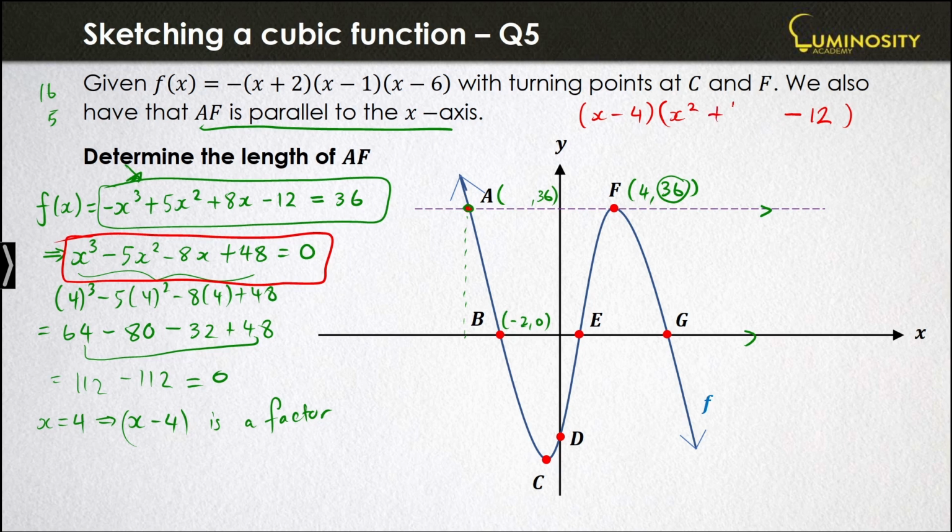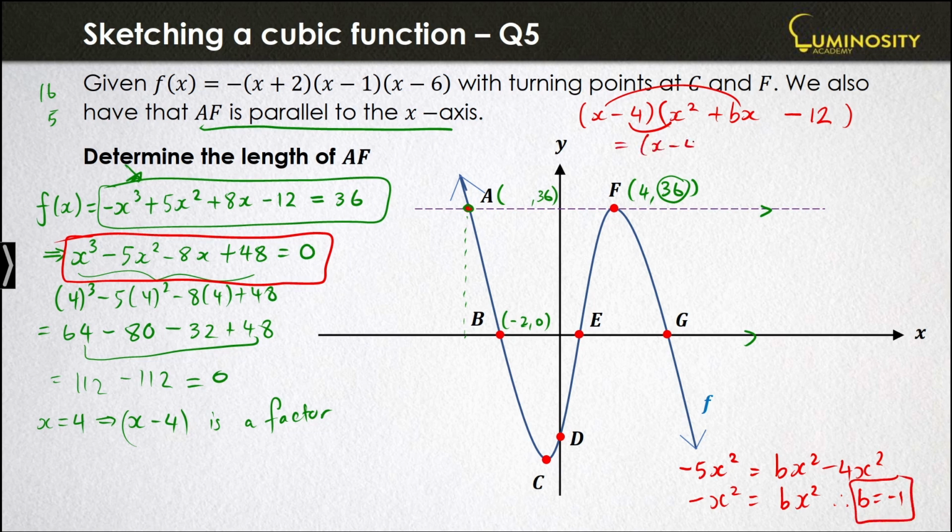Awesome. Then plus bx. So again, I'm going to do the logical inspection methodology. On the left-hand side, I have negative 5x squared as my x squared term. On the right-hand side, I'm going to have x times bx as bx squared. And then negative 4 times x squared is negative 4x squared. So bringing over the negative 4x squared, I get negative x squared equals bx squared. Therefore, b is negative 1. Okay, so this factorizes further to x minus 4 times x squared minus x minus 12.